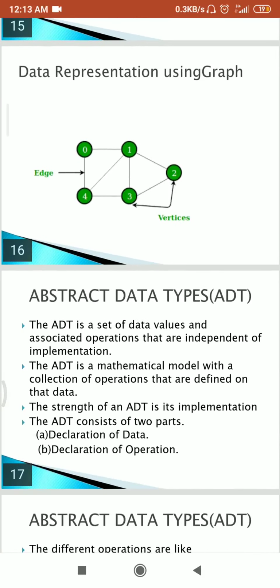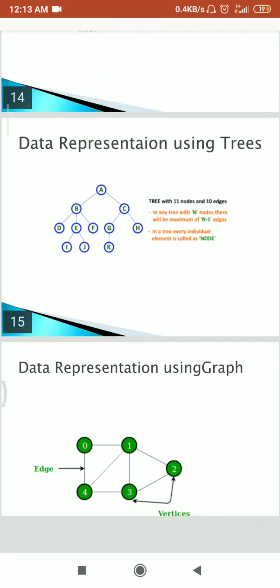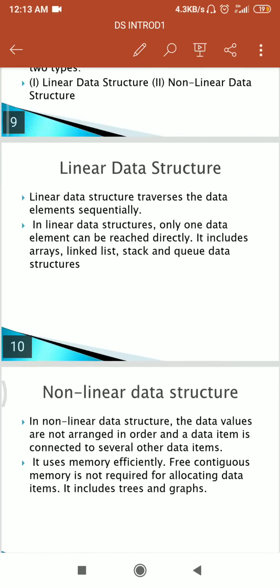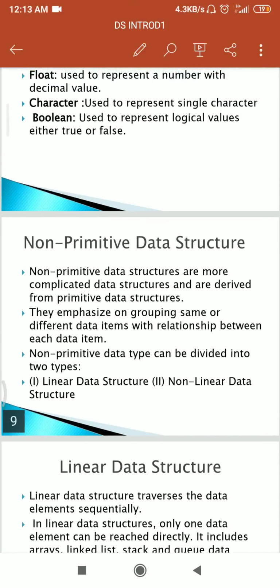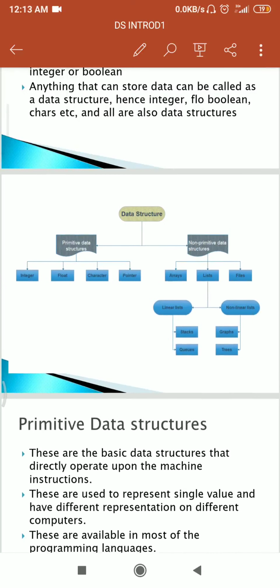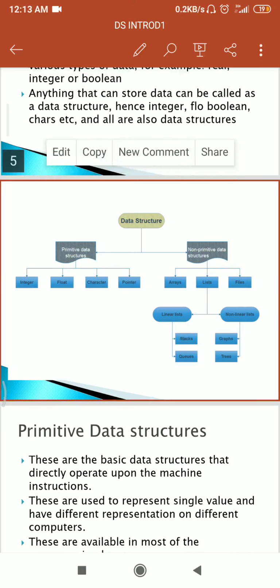And one more thing, the ADT: already discussed, it is the particular data in the data structure with some operations upon the data. These are the basics. So basically we have to say that a data structure is a container for organizing how the data will be stored. And one more thing, we have to know primitive and non-primitive.